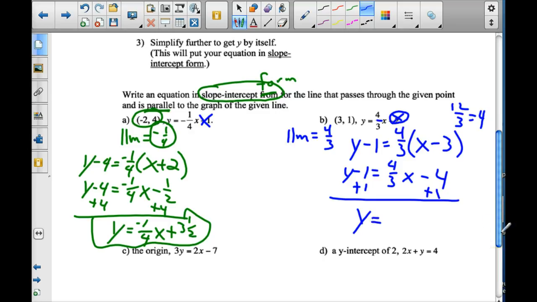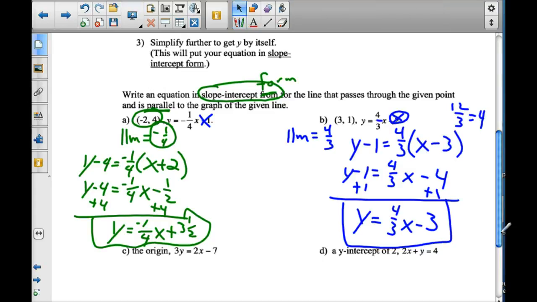So y equals 4/3 x minus 3. Perfect. Here's a way to check and make sure you have a good chance of getting this right: make sure that your slope at the end is the same as the slope at the beginning, because those two lines will be parallel then.